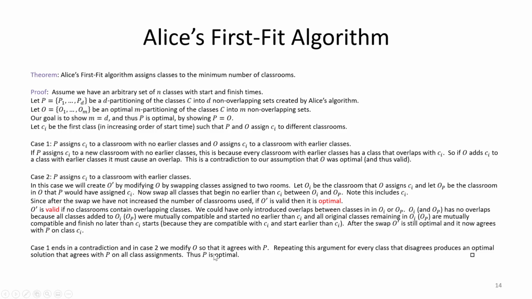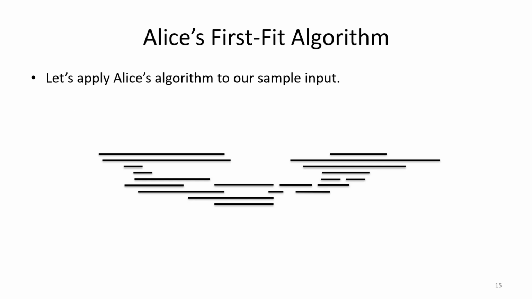And that's what we're trying to argue here. So concluding our proof is just finishing off saying what we've done here. Again, this is finishing off that induction. So the proof of correctness argues that Alice's algorithm is correct, so we know it's correct. We've got an n log n runtime for it with our earlier analysis. So let's finish with an example on our sample input.